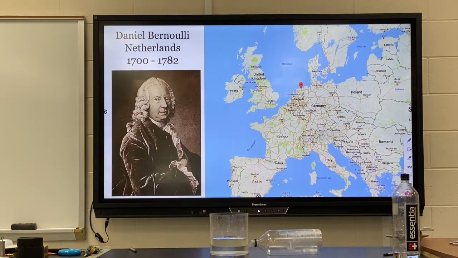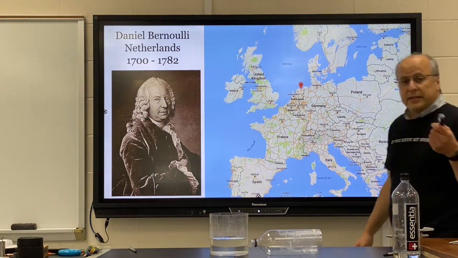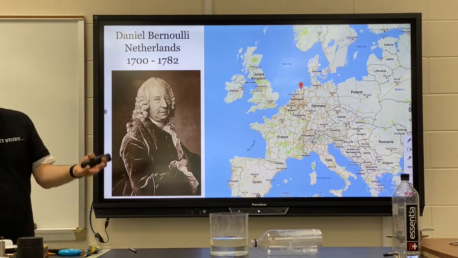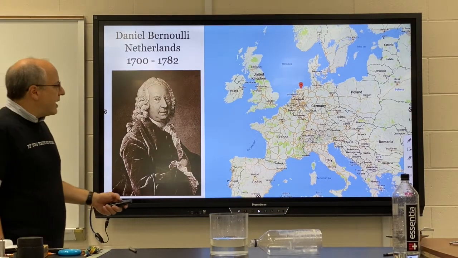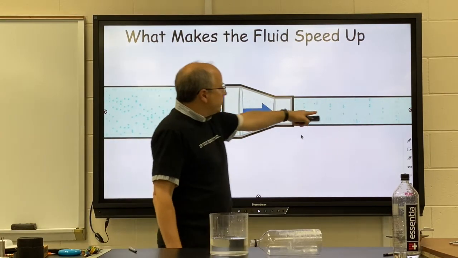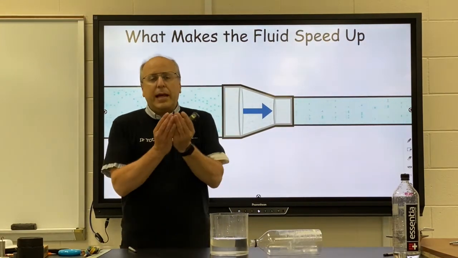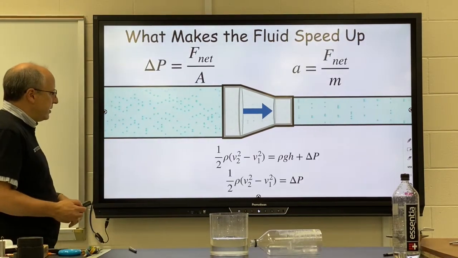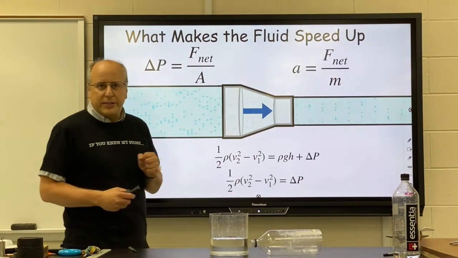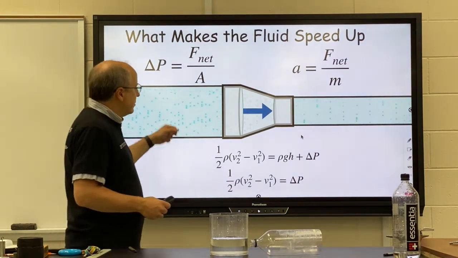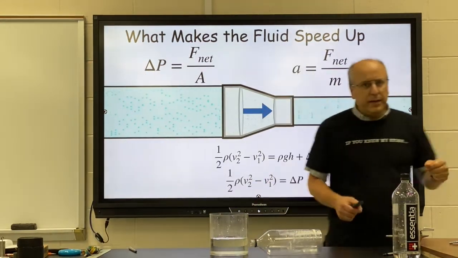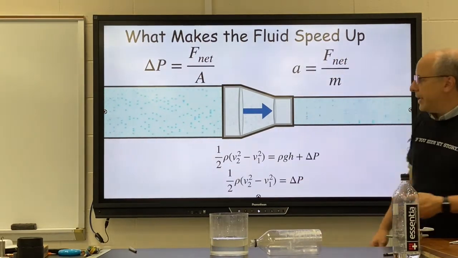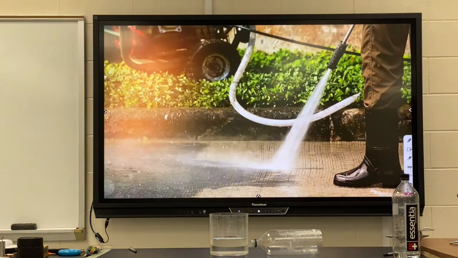This idea was first discovered by a scientist named Daniel Bernoulli. He's from the Netherlands and he's in the 1700s. He recognized that when you had faster moving fluid, you had lower pressure. He worked out the equation that's very similar to the equation that we have here. So faster moving fluid, lower pressure. Slower moving fluid has the higher pressure, known as Bernoulli's principle.